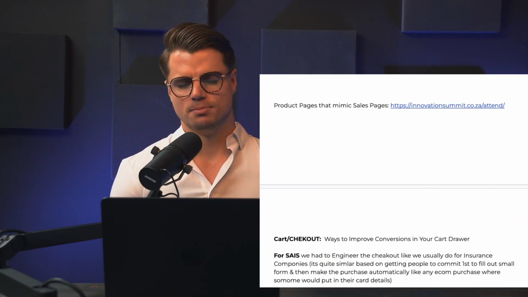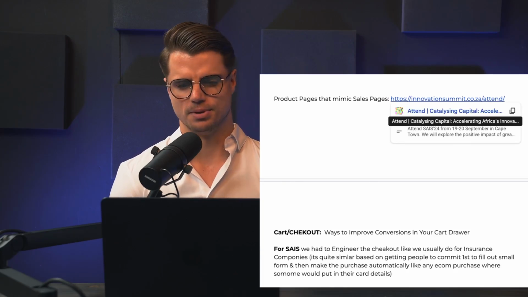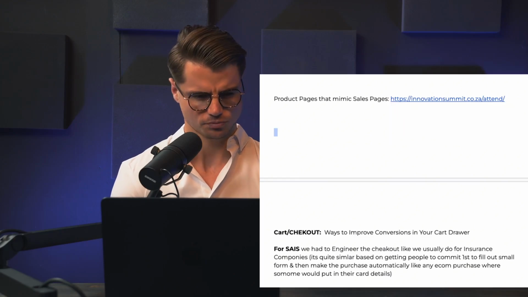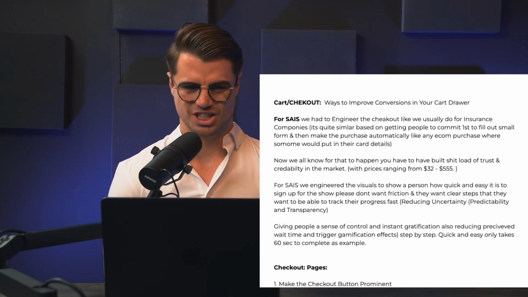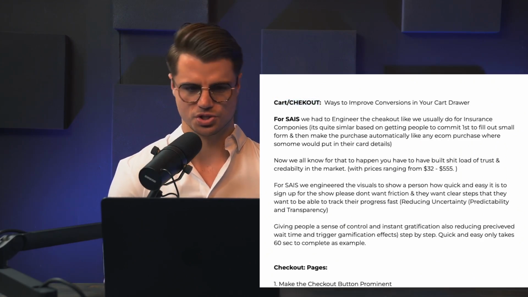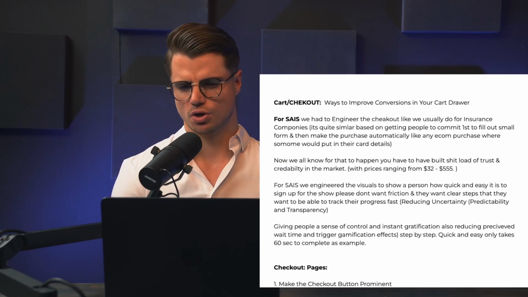So product pages that mimic sales pages. Okay, you guys can obviously also go check that out there. I mean, maybe I'll leave this link down below to their current website and stuff. Anyways, so cart, or if you want to refer to this as a checkout section or a cart section or whatever, I just try to blend in both terminologies for some people that might be into ecom, but ways to improve conversion in your cart drawer.